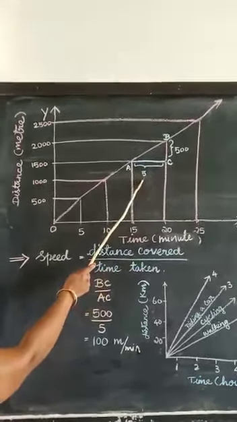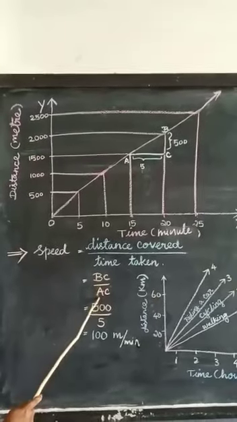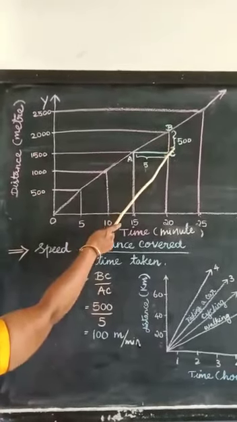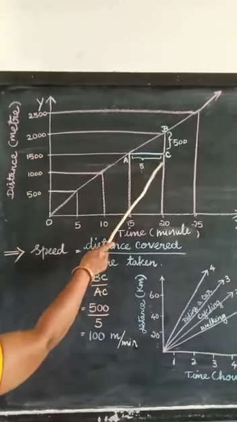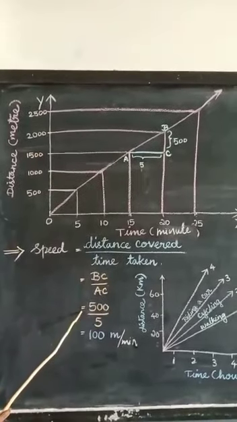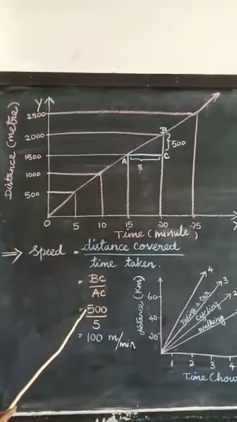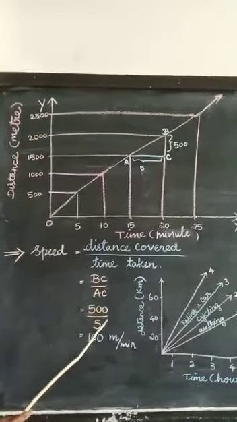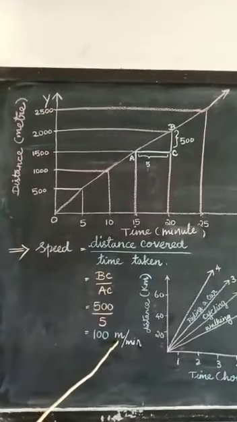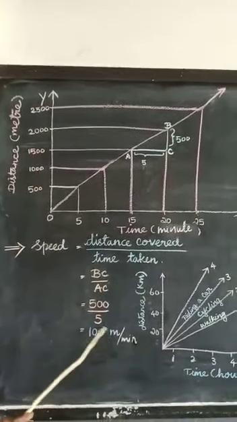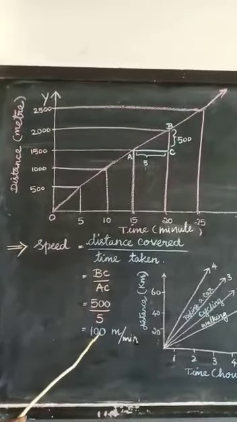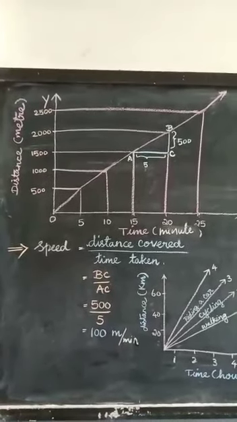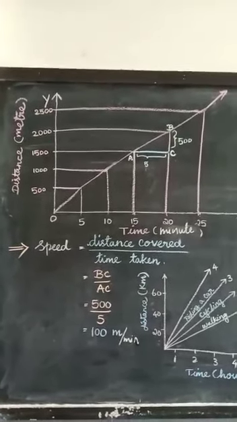So BC is the distance covered, AC is the time taken. What is the value of BC? 500 meters. Then what is the value of AC? 5 minutes. Let us substitute in the formula. BC is 500, AC is 5. Finally you get 100 meter per minute. So the person is moving with a speed of 100 meters per minute. Have you understood, students? Like that only we can calculate the speed of the person from this distance time graph.